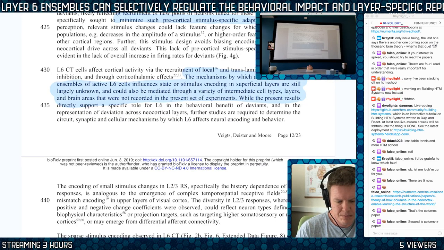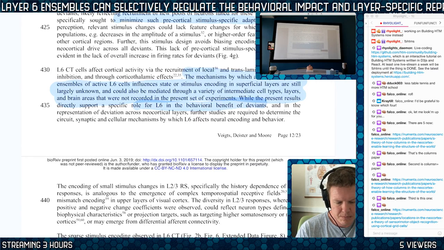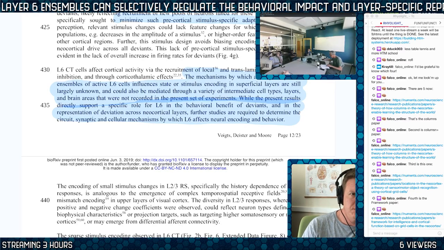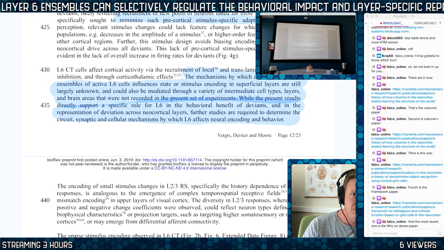Well, the present results directly support a specific role for layer 6 in the behavioral benefit of deviance, in the representation of deviation across neural layers. Further studies are required to determine the circuits and cellular mechanisms by which layer 6 affects neural behaviors. So it's a very, what can you do with that conclusion?